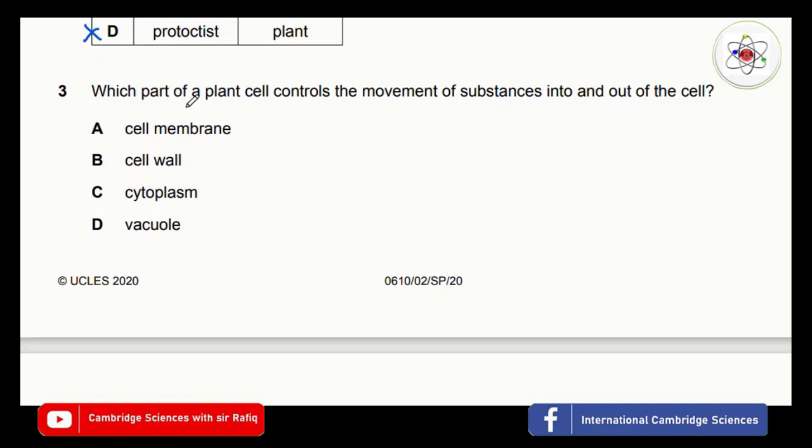Question number 3. Which part of a plant cell controls the movement of substances into and out of the cell? Obviously a cell membrane, because the cell membrane is a semi-permeable membrane which allows needful substances to go into the cell and waste out of the cell, right? And the cell wall protects the cell, cytoplasm is a translucent fluid inside the cell, and the vacuole is basically what stores water.